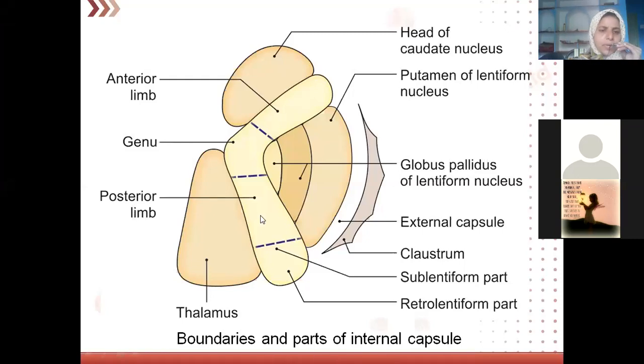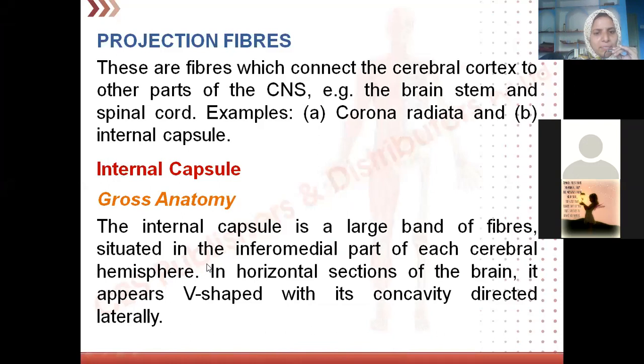Boundaries and parts. So this is the internal capsule of the right side. We are seeing exclusively only the right side. This V-shaped area is actually passing the tracts. We have ascending tracts and descending tracts. So this area is called the internal capsule. Now let us see the definition. It's a large band of fibers. That means ascending fibers go through that route, and descending fibers also pass through that route only, situated in the inferomedial part of each cerebral hemisphere.